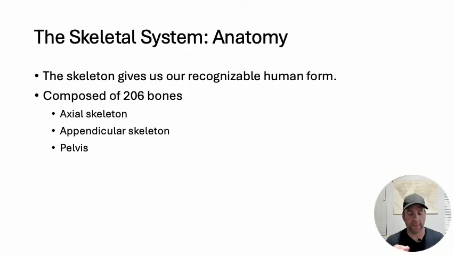And then we have on the other side the appendicular skeleton. This includes your arms, your legs, your pelvis, and your shoulder girdle. It's all about movement, leverage, mobility, the parts of the body that help us walk, lift, and really just be able to interact and manipulate our environment.